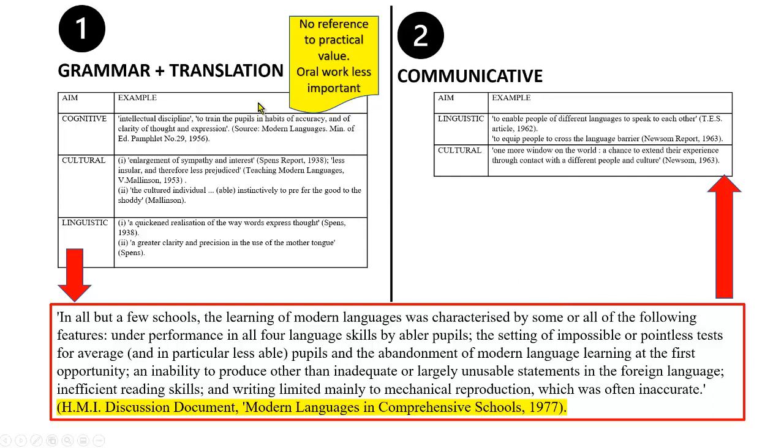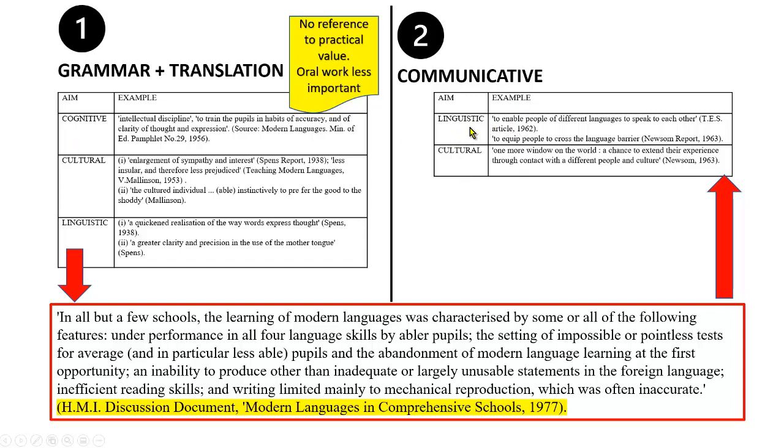And another method which people would talk about is the communicative method, as opposed to the grammar and translation method. Now, this had been talked about. These are quotations from the 60s, but I don't think necessarily they'd all been put into action. A communicative aim for teaching is stressing the linguistic and the cultural, rather than the cognitive.